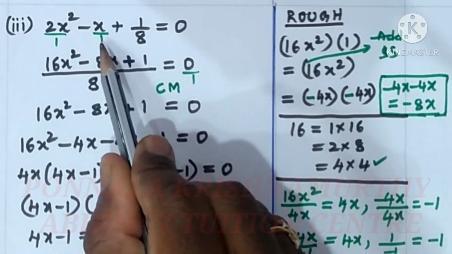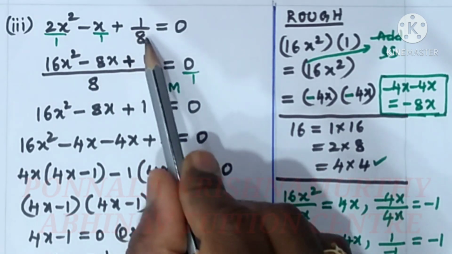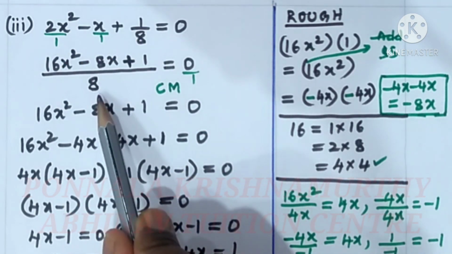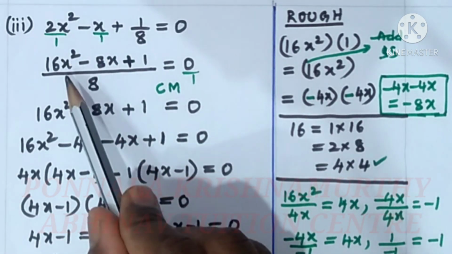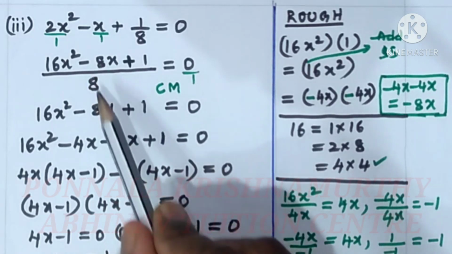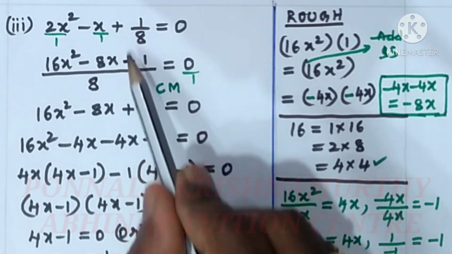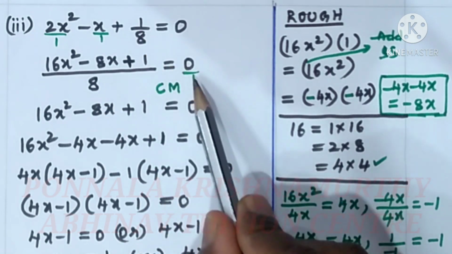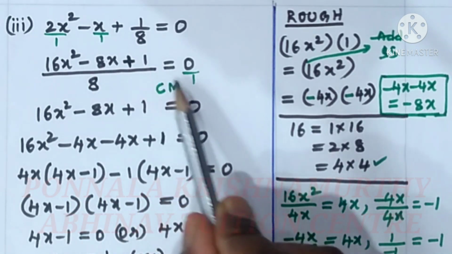Here 2x square minus x plus 1 by 8 equal to 0. So here we have a fraction. So we will take LCM for 1, 1 and 8. 8 is LCM. 8 by 1 is 8. That 8 into 2x square is 16x square. Minus 8 by 1 is 8. That 8 into x is 8x. Plus 8 by 8 is 1. That 1 into 1 is 1. That is equal to 0. Cross multiplication. 16x square minus 8x plus 1 into 1.